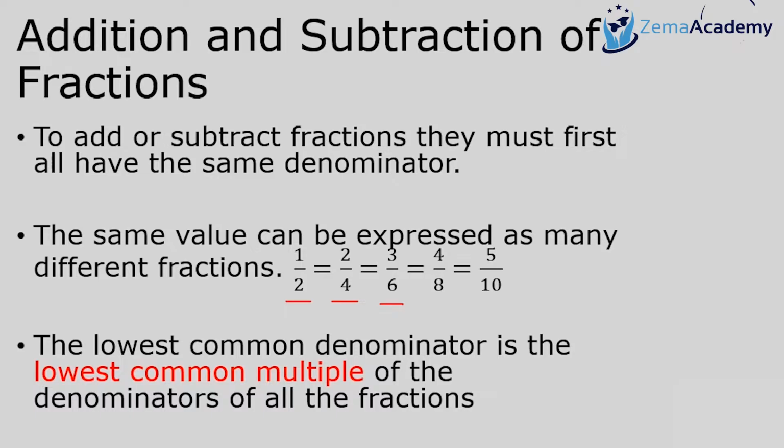But when we want to add or subtract different fractions, we need to make sure that the denominator is the same, and that's what we call a common denominator. Now, to give you a little bit of insight based on what we did a couple of weeks ago, the lowest common denominator is the lowest common multiple of the denominators of all the fractions. If you need to remind yourself what the lowest common multiple is, you should go back and have a look at week 1.